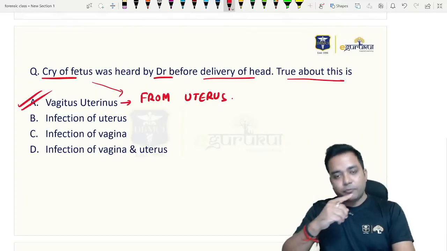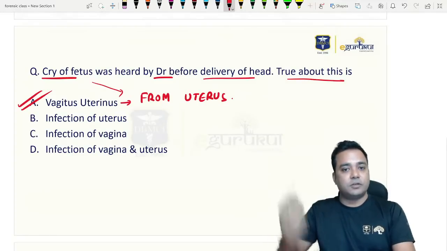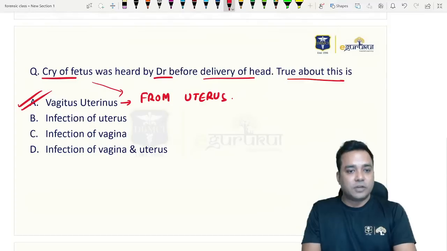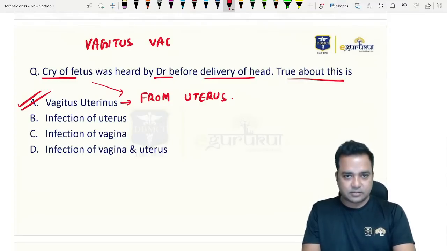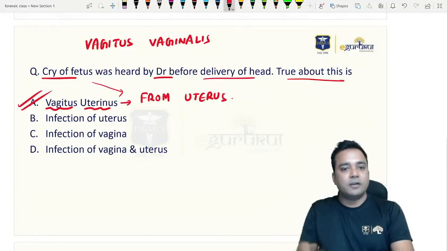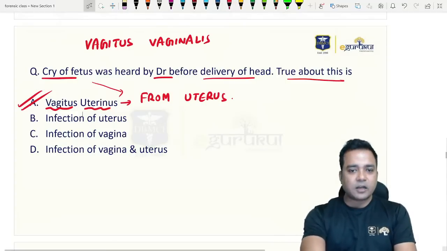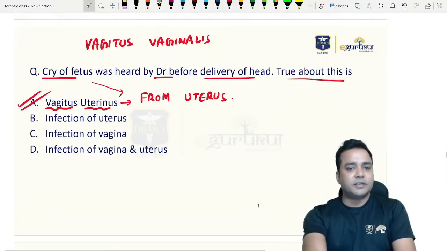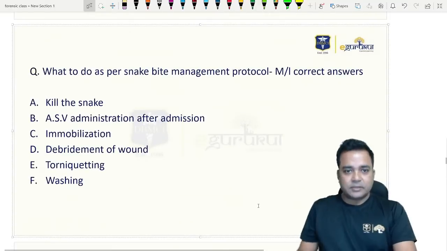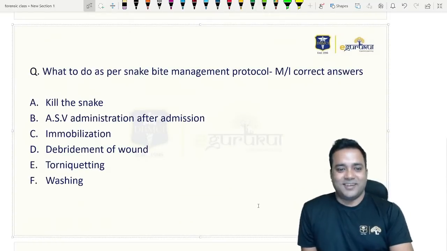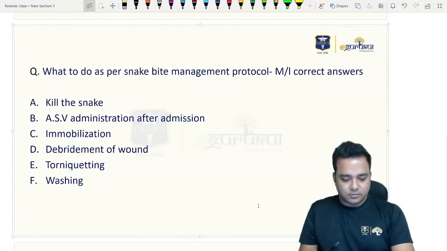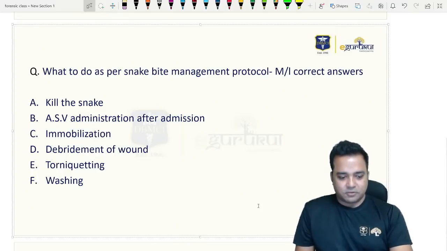Suppose it was given that the head was passing through the vagina and the cry of the fetus was heard when it was still inside the vaginal cavity. So that is what is called vagitus vaginalis. Did the question come? So the word vagitus deals with cry. Uterinus determines the location of the head. The other options are false options, like infection of uterus and vagina. Moving ahead. This was a nice question, and it was also an easy question.